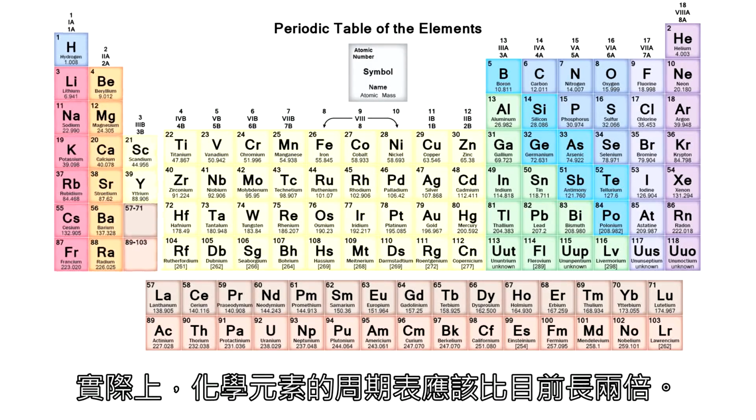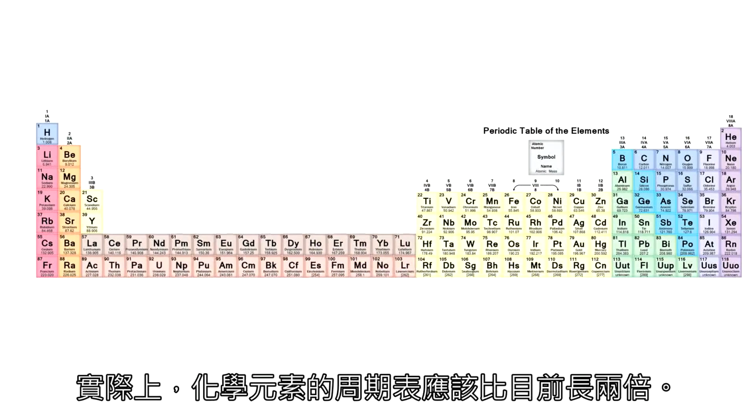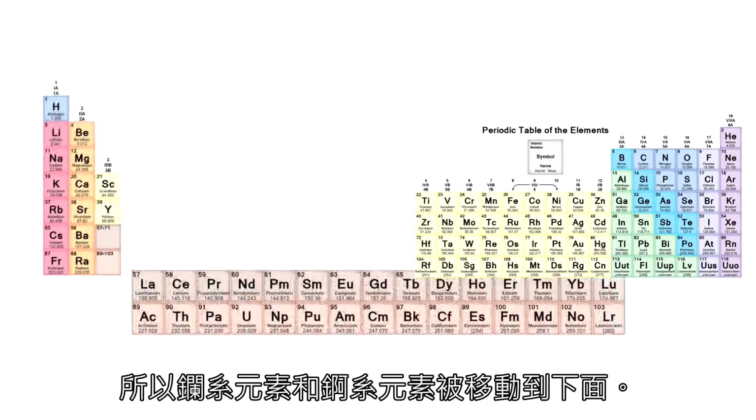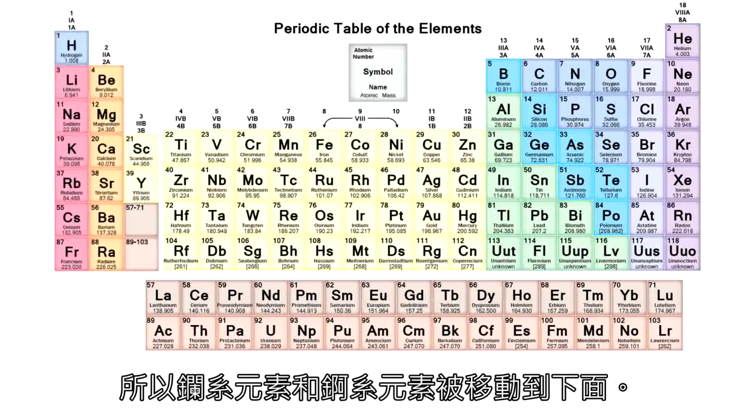Actually, the periodic system of chemical elements should look 2 times longer than it currently is. However, as it turns out, that is not the most compact way of showcasing elements, so the lanthanides and actinides were moved a bit down.